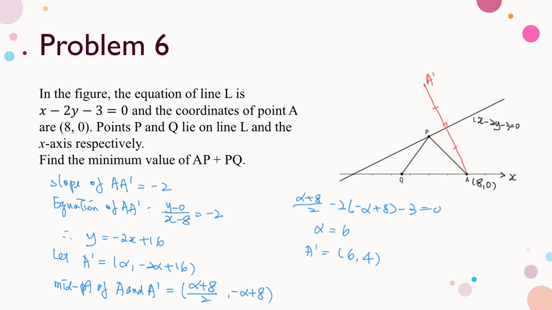For minimum value, we have A prime, P, and Q are collinear. So we only need to think about the line segment A prime Q. Since A prime is the image fixed by A, and Q is a variable point on the x-axis, the length of line segment A prime Q is shortest when A prime Q is perpendicular to the x-axis. Therefore, the minimum value of the length A prime Q is given by the y coordinate of A prime, which is 4, the answer.